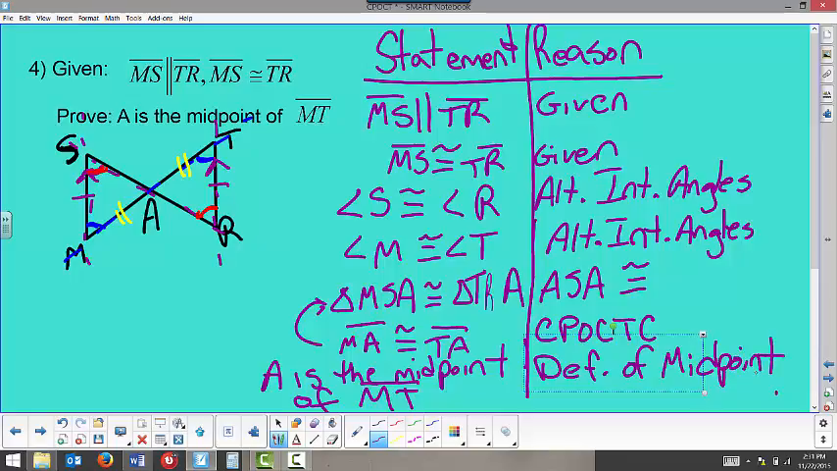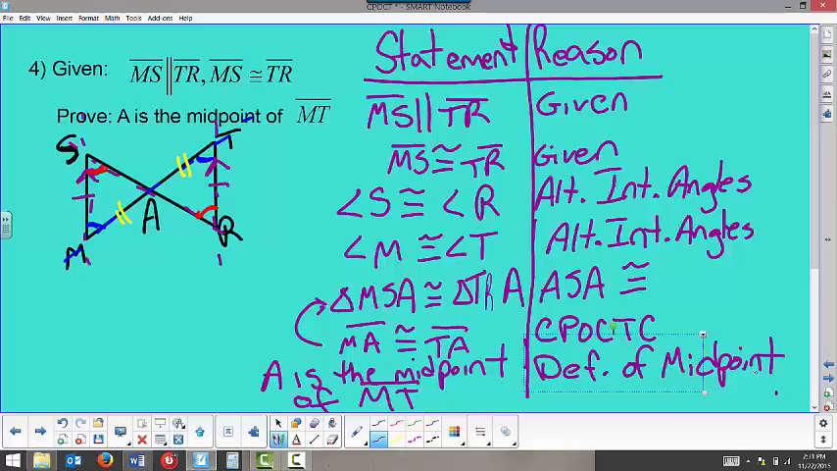So then you would just write it up in a paragraph. You would say, we know that MS is parallel to TR and that MS is congruent to TR. Based on that, we can tell that angle S is congruent to angle R and angle M is congruent to angle T by alternate interior angles. Therefore, we know triangle MSA is congruent to triangle TRA by our angle-side-angle congruence. This tells us that segment MA is congruent to segment TA because they are corresponding parts of congruent triangles. And then we know that A is the midpoint of MT by the definition of midpoint. So you basically have the outline for that proof right there.